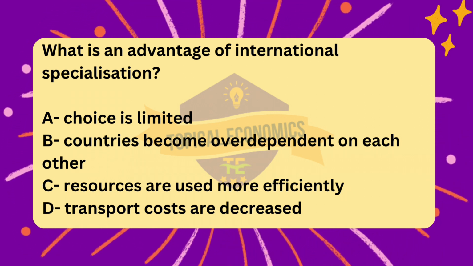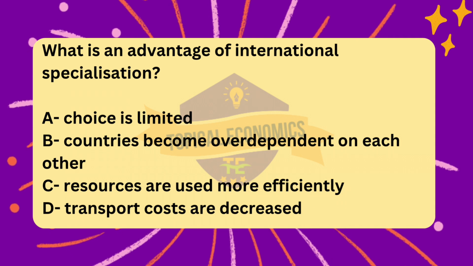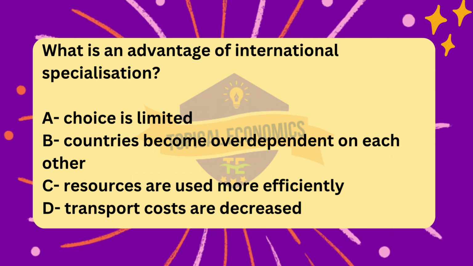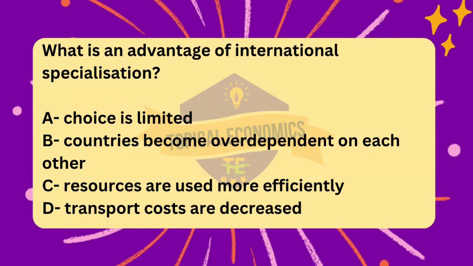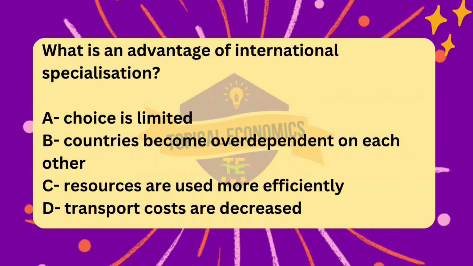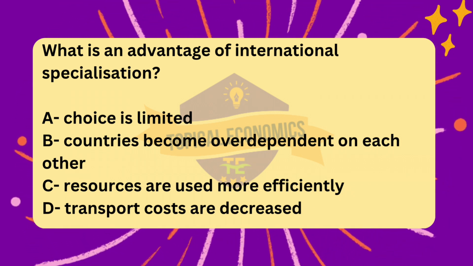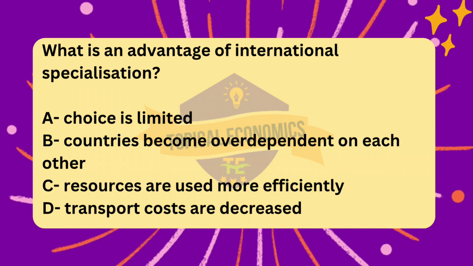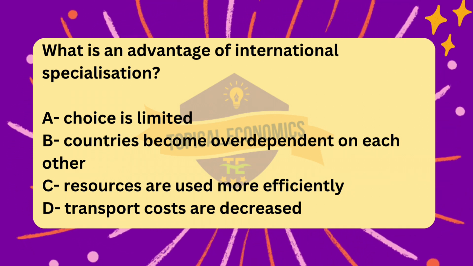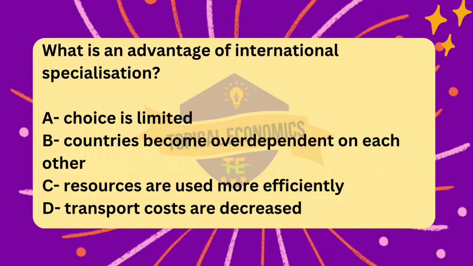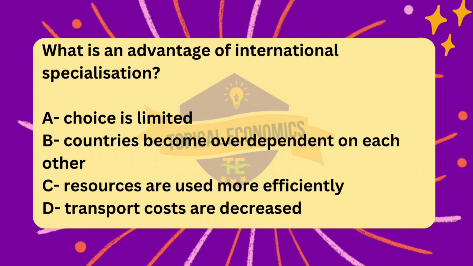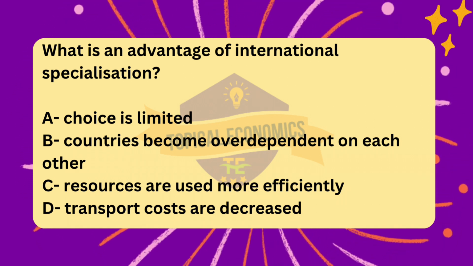Next, option B, countries become overdependent on each other, is a disadvantage, not an advantage, of international specialization. As countries specialize in certain sectors, they may become reliant on imports for goods they do not produce. This interdependence can create vulnerabilities if there are disruptions in global trade, such as changes in demand or trade barriers. Therefore, this is not an advantage.